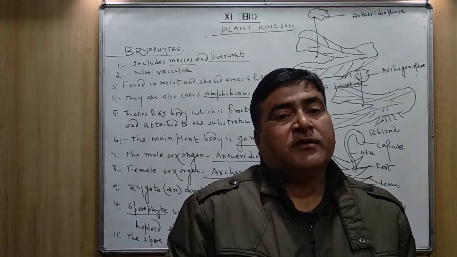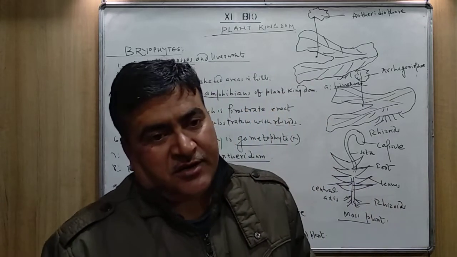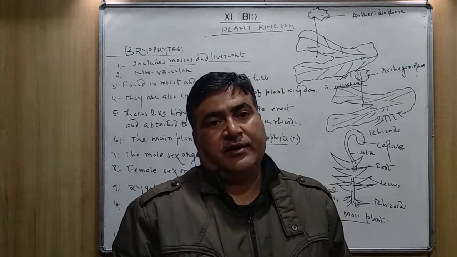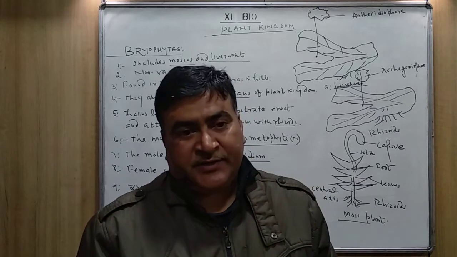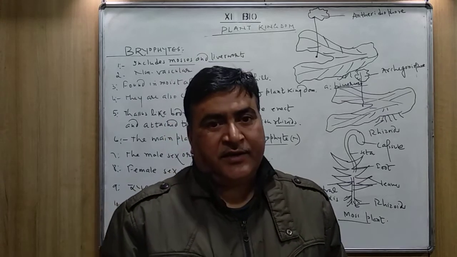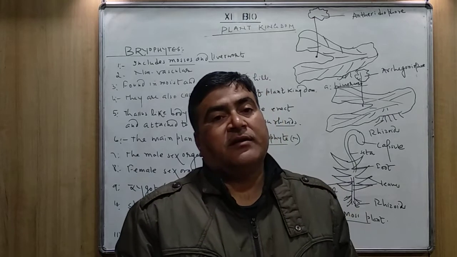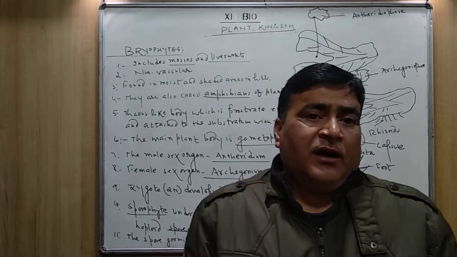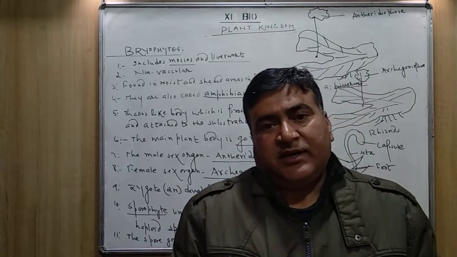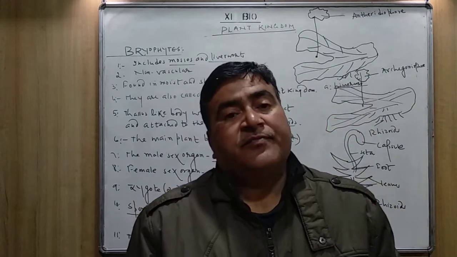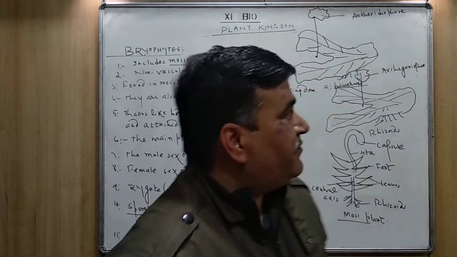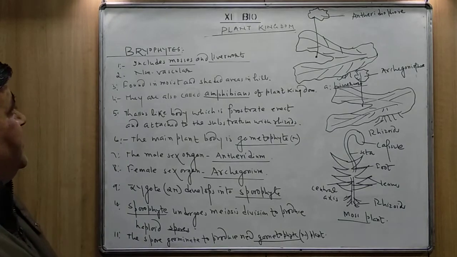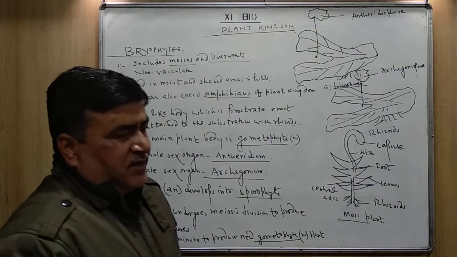Today, I am going to start the next topic of plant kingdom, that is bryophytes. After algae, the second division is bryophytes. And we will discuss the characteristics of the bryophytes. I have written here, the bryophytes include mosses and liverworts.